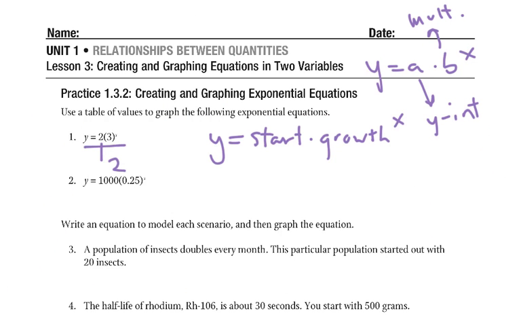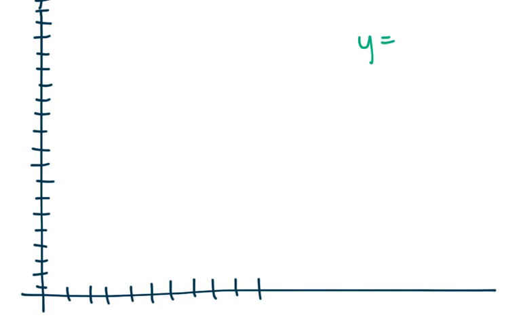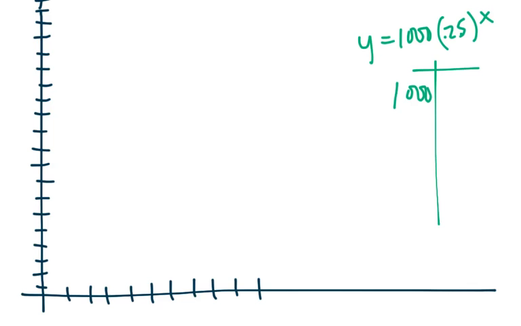Now if we look at this one, 0.25 is like 1/4 to the x. So it's like we're dividing by 4 each time. We start at 1,000, and then we're dividing it by 4. So y equals 1,000 times 0.25, or 1/4, to the x. If I made a table, it'd be 0 at 1,000.